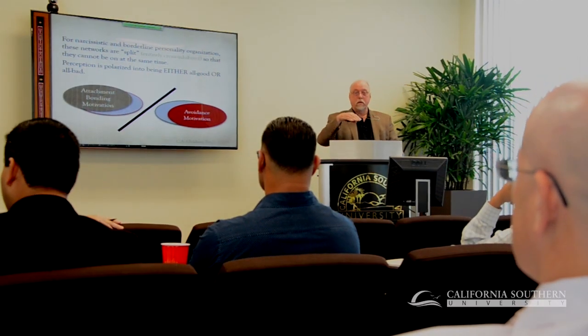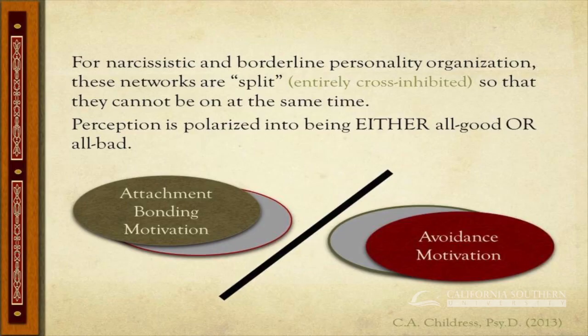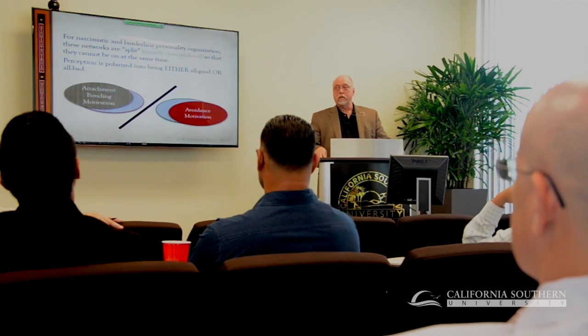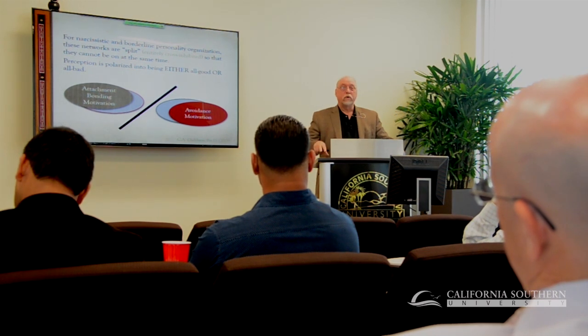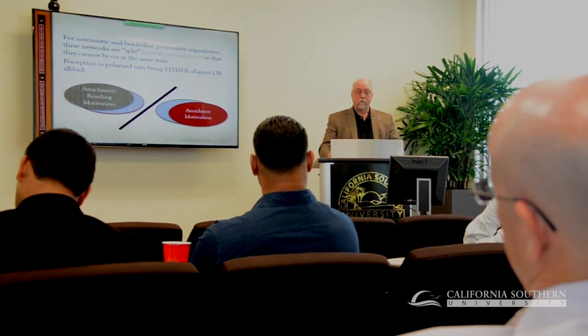However, for the narcissistic borderline parent or the disorganized attachment, that's not possible. One system on or the other system on. That's what we see as splitting. So either you're idealized as all wonderful or you're demonized as all horrible.